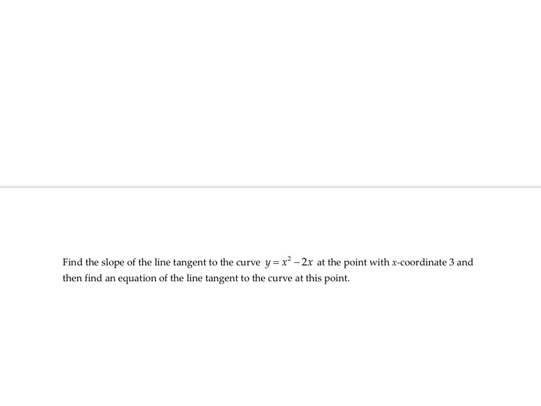In this example, we're going to find the slope of the line tangent to the curve shown at the point with x-coordinate 3, and then find an equation of the line tangent to the curve at that point. Let's go ahead and start by finding the actual point, the point at which the tangent line is based. To do that, a couple of things.